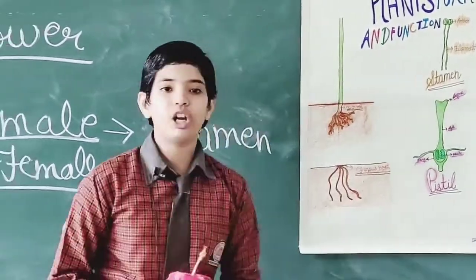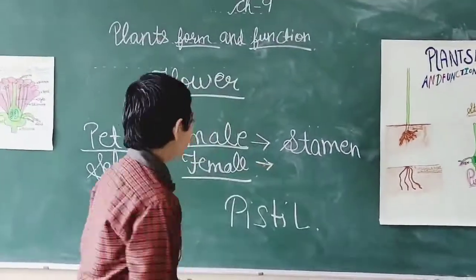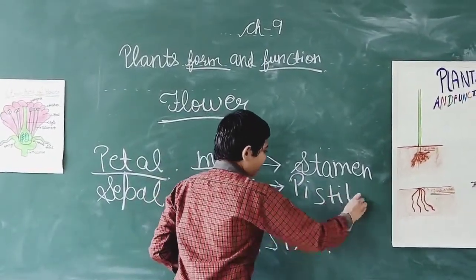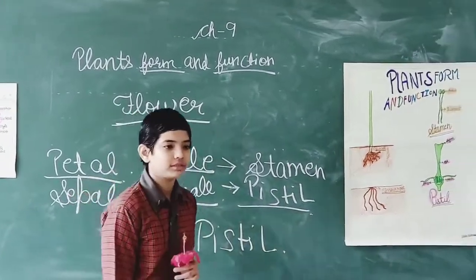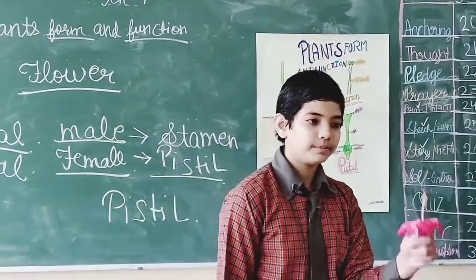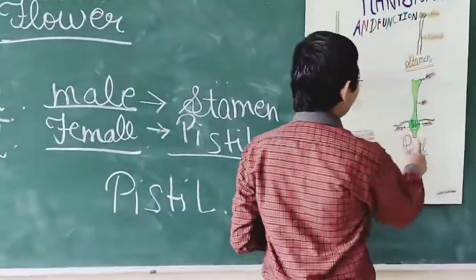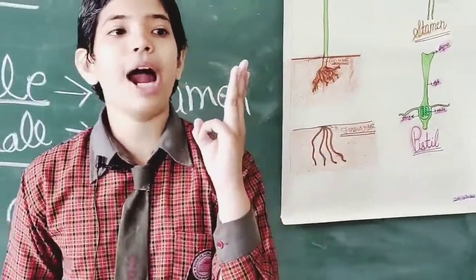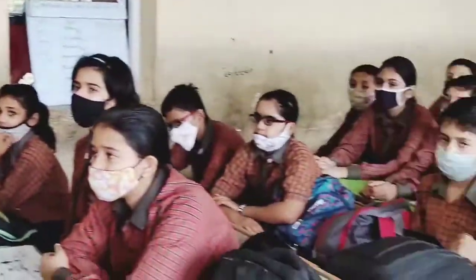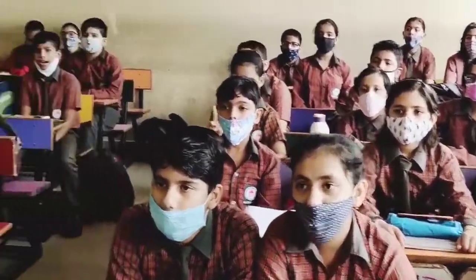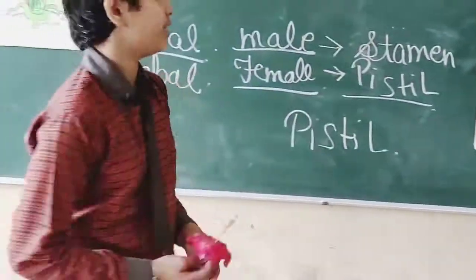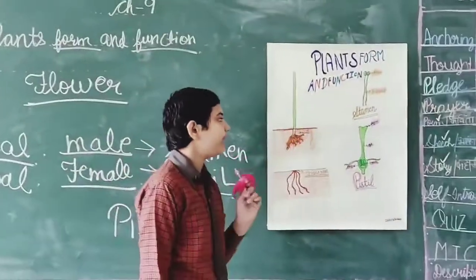Now we will study the pistil in detail, which is the female portion. Pistil is the female portion and stamen is the male portion. The male portion has 2 parts and the female portion has 3 parts. We will study what the 3 parts are.